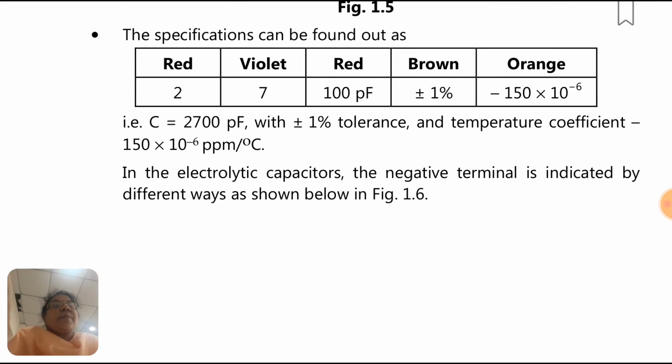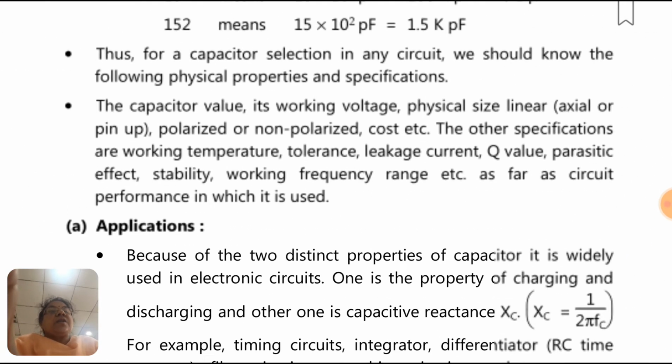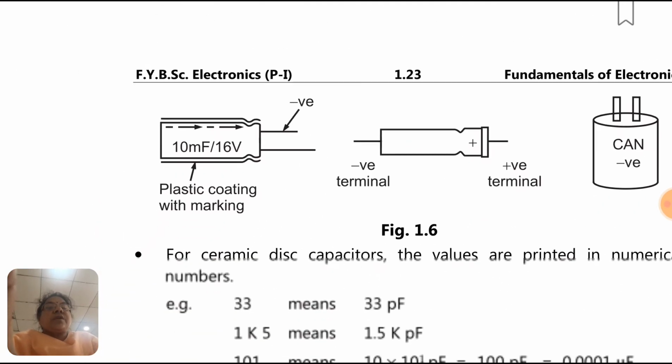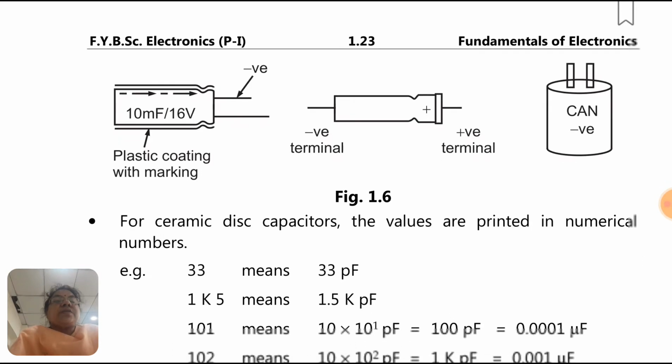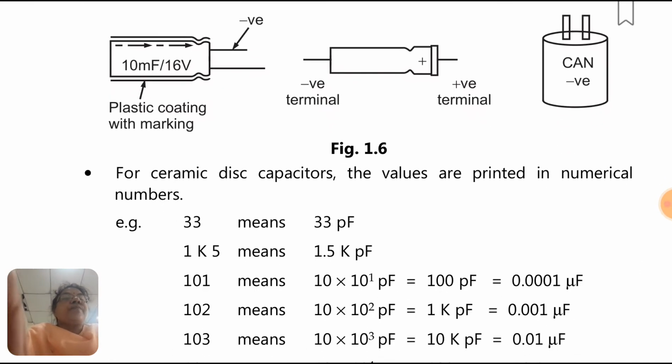So in an electrolytic capacitor the negative terminal is indicated in different ways. That means the lead is very short and the positive lead is long. So this is a plastic coating with marking, electrolytic capacitor can type. Now for a ceramic disc capacitor, the values are printed in numerical numbers. If it is printed 33, it means it is 33 picofarad.